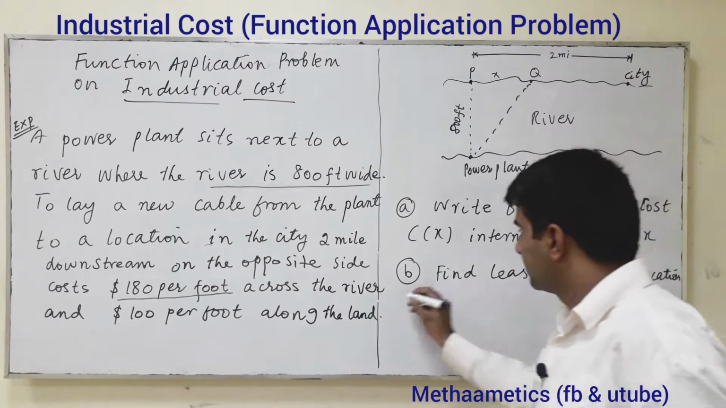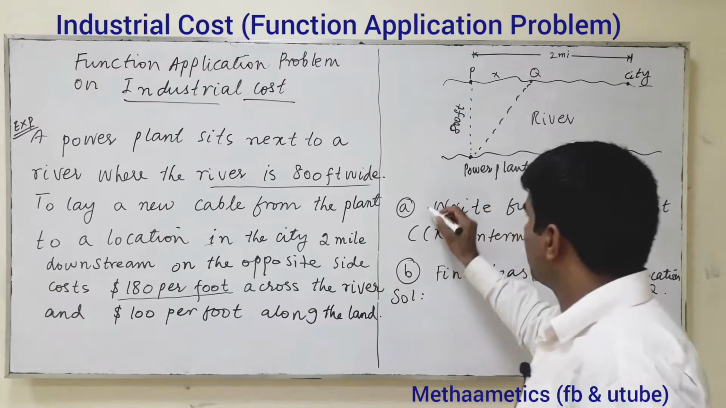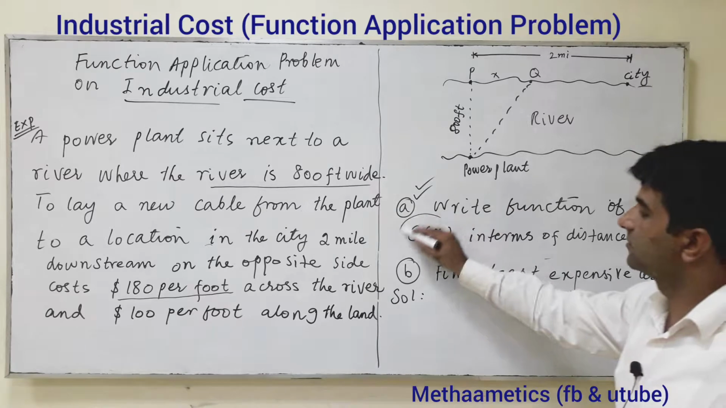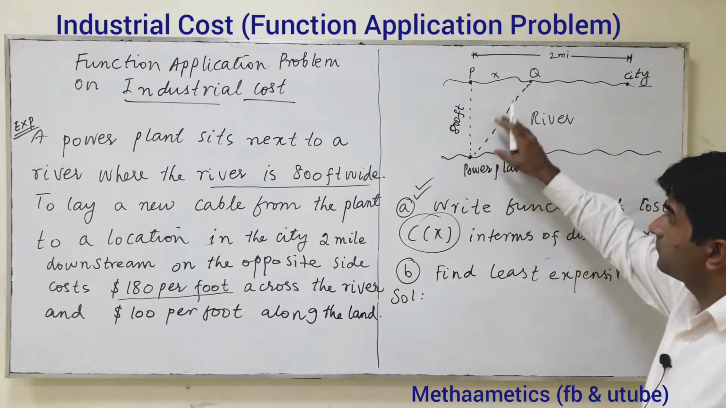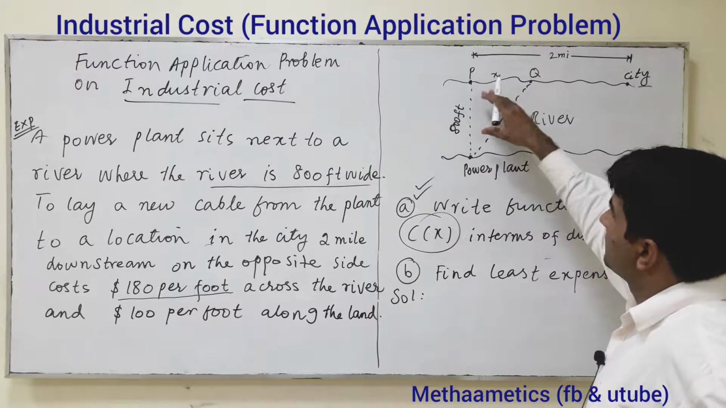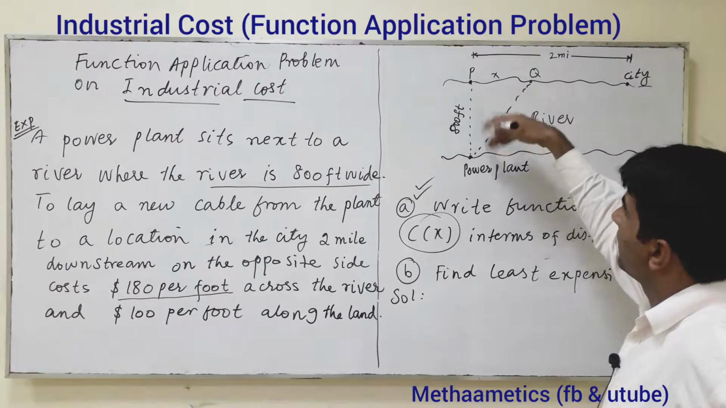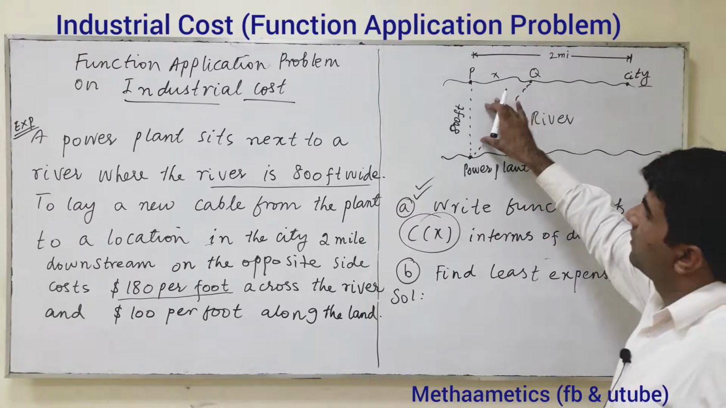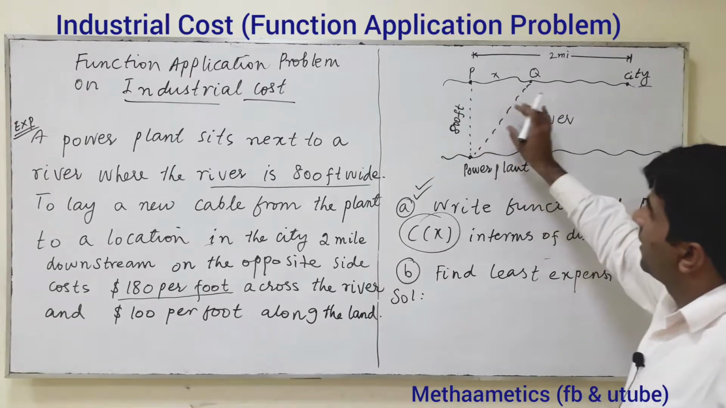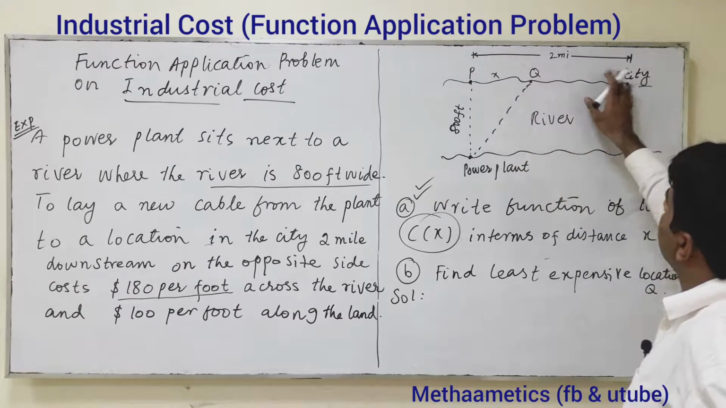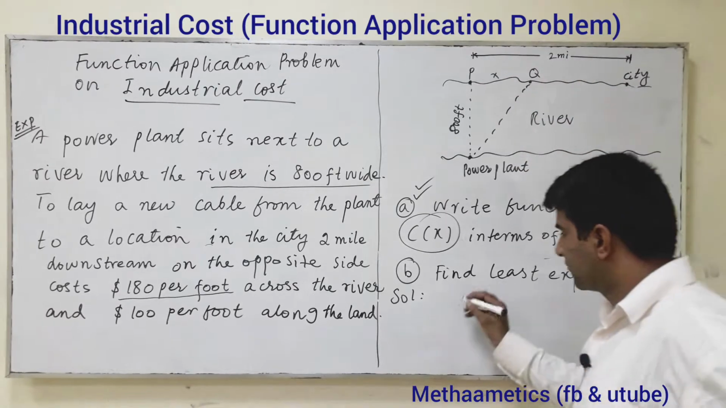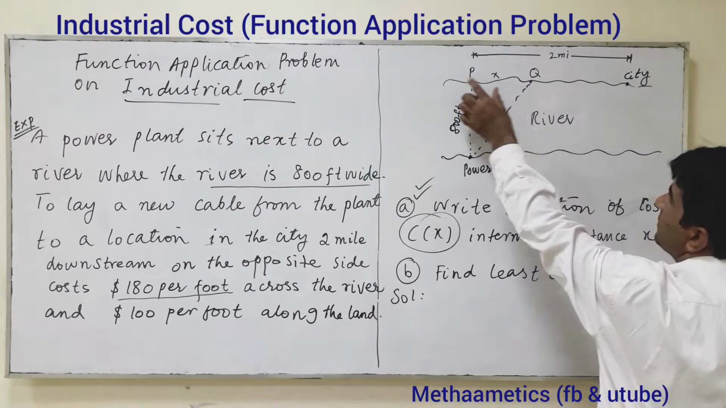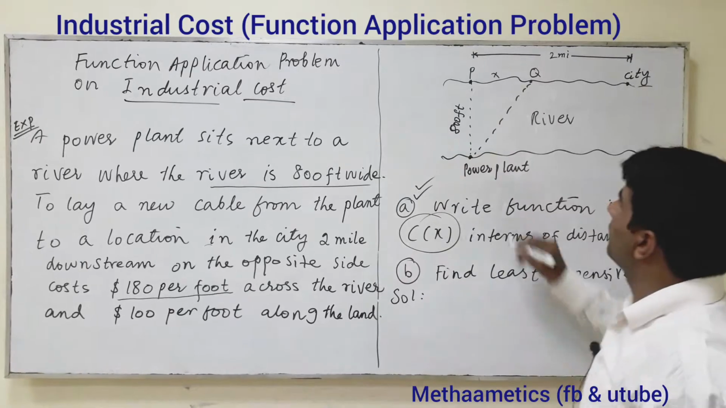Okay, so now let's solve this problem. First we have to write a function of x, meaning a function of cost. The total cost will be the cost of the cable across the river plus the cost on land. These are different: 180 per foot across the river and 100 per foot on the land.